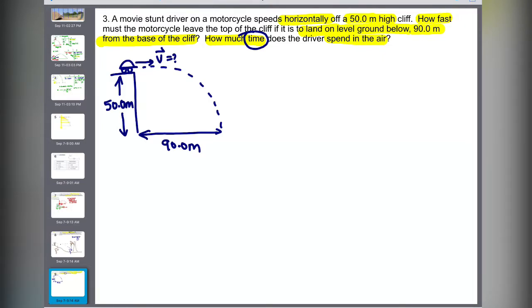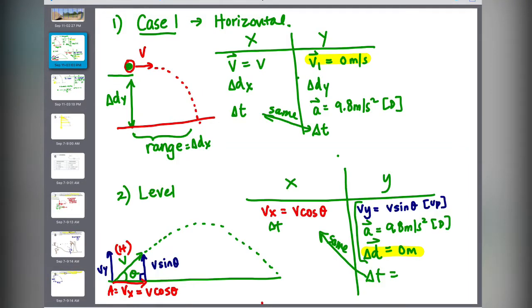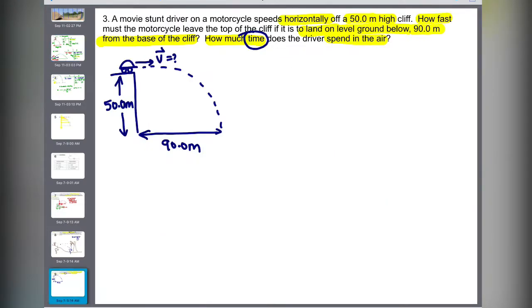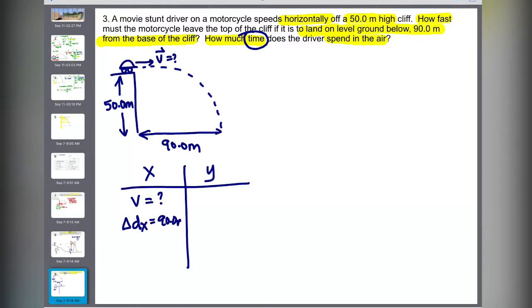So it's always a good idea to decide if it's case 1, 2, or 3. This is a horizontal question, so we did a little summary chart, and this is going to be a case 1 question. So let's fill it out and see what we know and what we don't, and we'll work on that. Okay, so along x, along y, vx is what we're looking for. I have 90. 90 is along the x, so I'm going to fill in 90.0 meters. You want to say this is going forward.